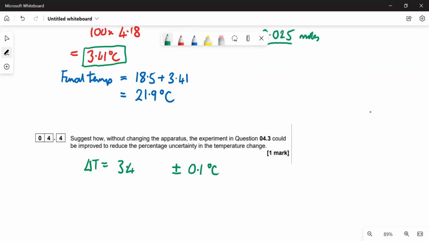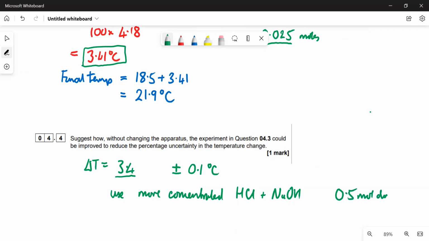Well, how could you make delta T bigger? Well, you can't use more solution. You want to react more moles, but you can't use more solution because that means you've got more water to heat up. So what you need to use is more concentrated HCl and NaOH. Okay, so if you double the concentration there, you're going to get double delta T. Triple it, which you could probably get away with. So if they're using quite dilute solutions, I think this concentration of the solution was 0.5 moles per decimeter cubed, you can make that stronger.